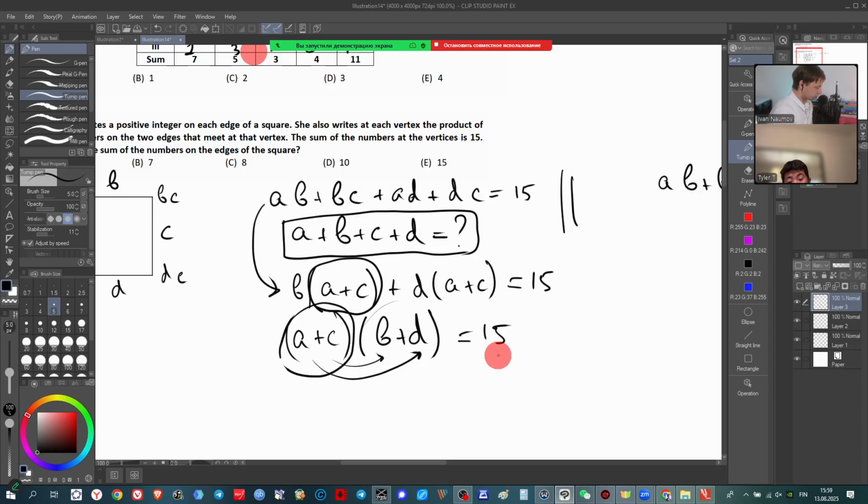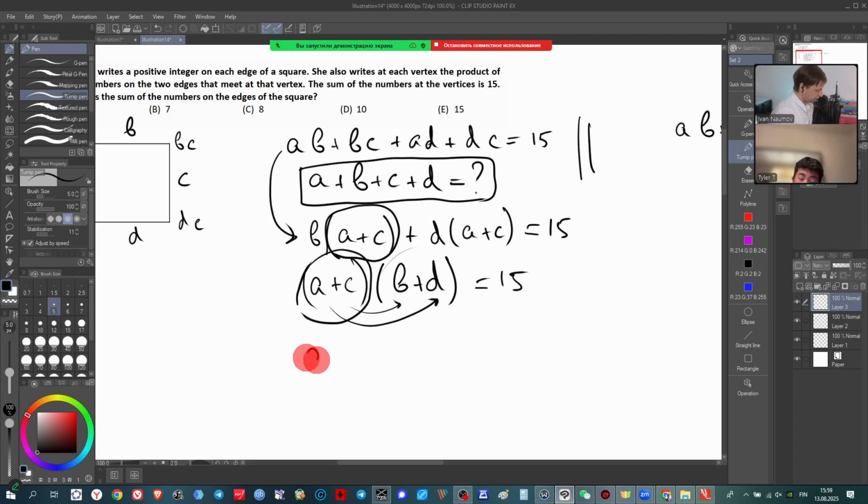Are there many options to multiply two positive integers and get 15? No. So what are the options for A plus C and B plus D? For example, A plus C, the first factor, could be 5, and B plus D can be 3.